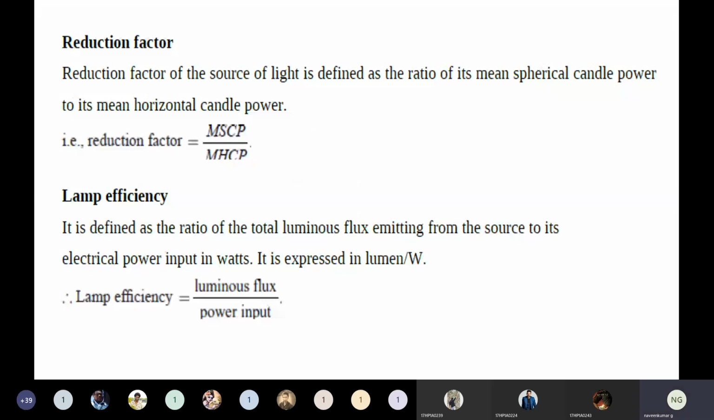Next, reduction factor. The reduction factor of the source of light is defined as the ratio of mean spherical candle power to its mean horizontal candle power. Ratio of mean spherical candle power to mean horizontal candle power is known as reduction factor.